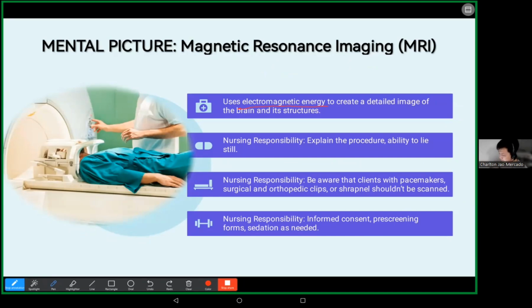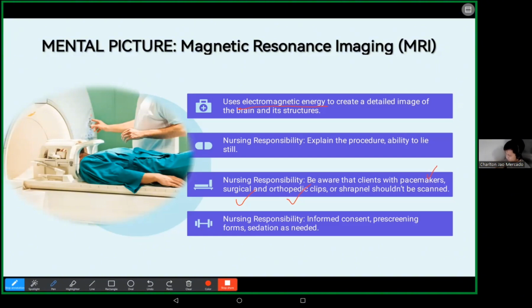Okay. Now, one of the responsibilities that we have to do here is we have to explain the procedure and of course, yung secure ng consents, we want to make sure na nakapag-consent si patient, na-explain siya ng mabuti ng doktor. Aside from that, we want to check the clients if they have pacemakers, surgical implants, orthopedic clips, or shrapnels, yung mga metallic implants that can hinder the electromagnetic energy being emitted by the MRI. Pag meron, you have to tell the doctor para ma-inform kung ano yung mga next steps na pwedeng gawin in the absence of MRI. Okay?